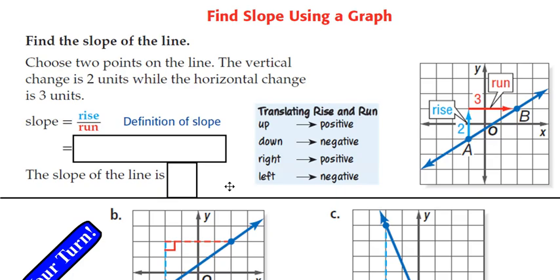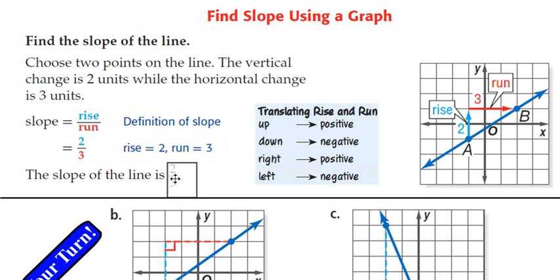Finding the slope using a graph. To find the slope of the line, we can choose any 2 points on the line over here. This blue line, we chose points A and point B. And the vertical change, if you just make a little triangle to get from one point to the other, you go up 2 and you go right 3. So the rise over the run is 2 over 3. So the slope of the line is 2/3.